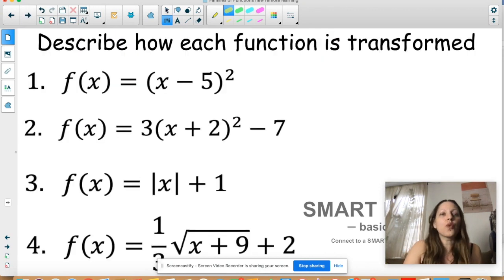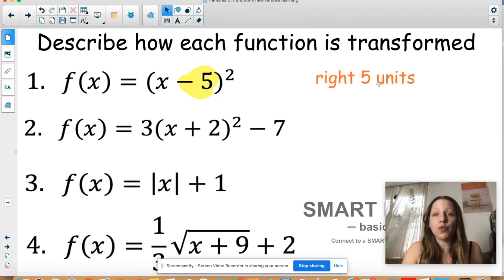Okay, so we are going to describe how each function is transformed. So let's look at this first one. If there's a -5 inside, the minus inside, first of all, means left or right, and minus means it's going to go to the right. So this would mean that it goes right 5 units. So see how that's inside the parentheses with the x.